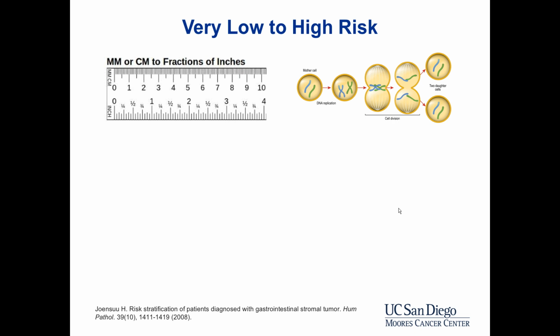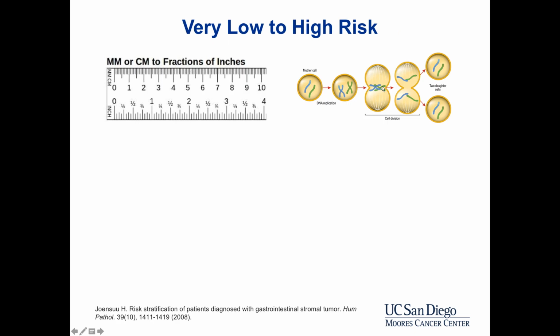There are two main features that determine whether tumors are low-risk to high-risk, and that's the size of the tumor and the mitotic index. The size we generally go by centimeters. As you can see here, 5 centimeters is roughly about 2 inches for those of you more familiar with using the inch. And the mitotic index refers to the number of cell divisions occurring within the tumor. Normally when a cell divides, the DNA replicates within the cell. Those chromosomes then divide and form two cells.